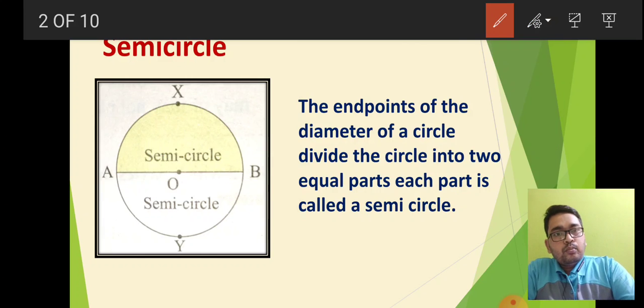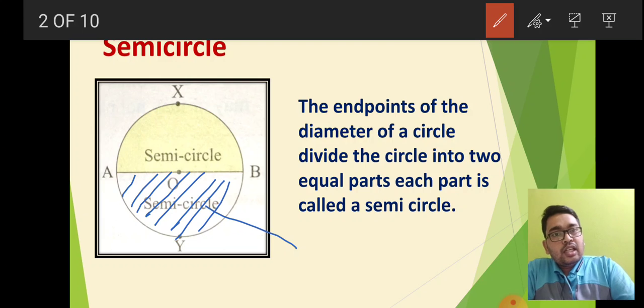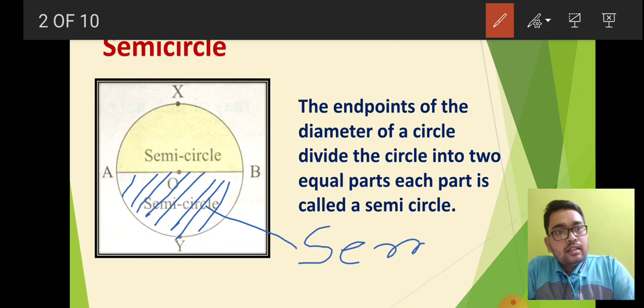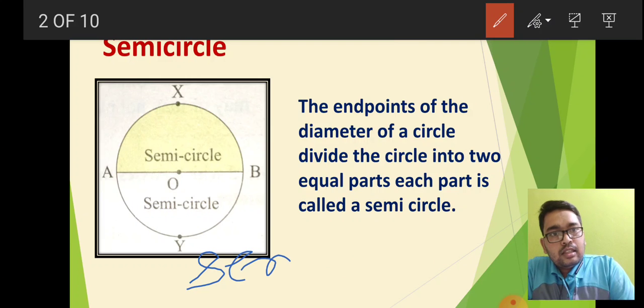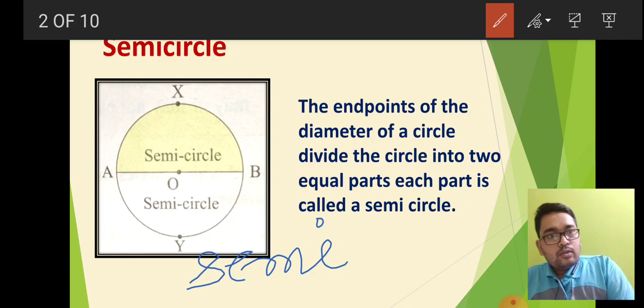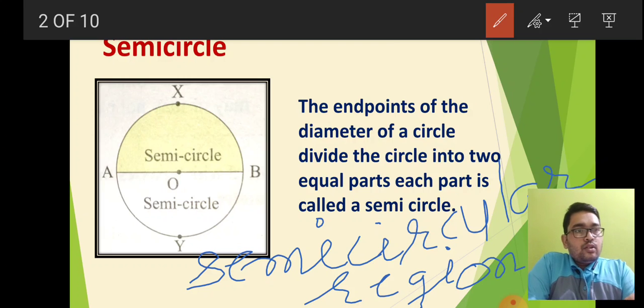So here I am writing like this: this region is known as a semicircular region. S-E-M-I, semicircular, C-I-R-C-U-L-A-R, semicircular, R-E-G-I-O-N, region. Semicircular region. Hope you have understood.